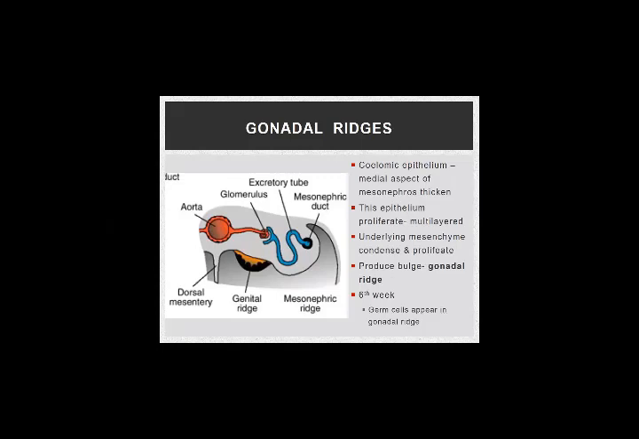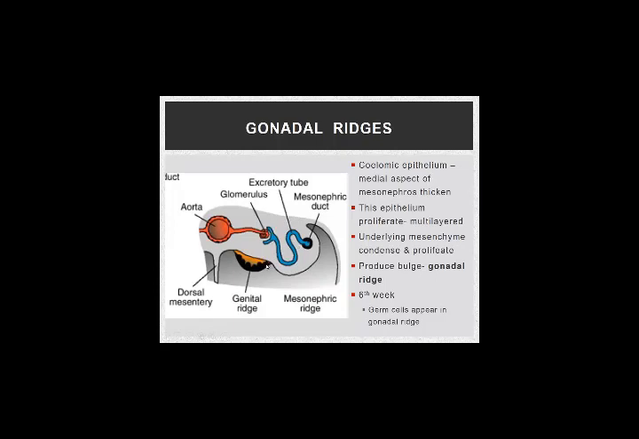Now, what happens is that this nephrogenic cord is all engaged. Now, the epithelium on the medial side of the developing kidney, the mesonephros. This is the developing kidney. You can see the glomerulus is forming.